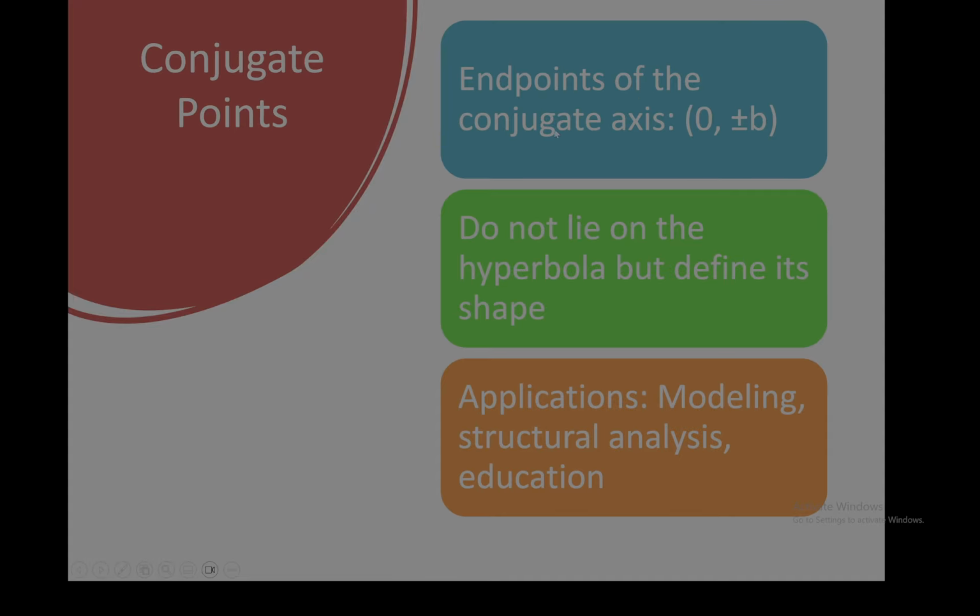The conjugate points are at x = 0, y = plus or minus b. Those are the two conjugate points that we saw in the picture there. These do not lie on the hyperbola but define its shape. Applications include modeling, structural analysis, and education.